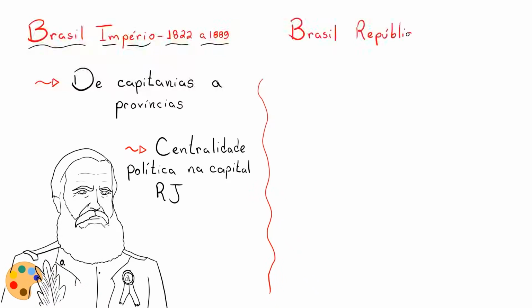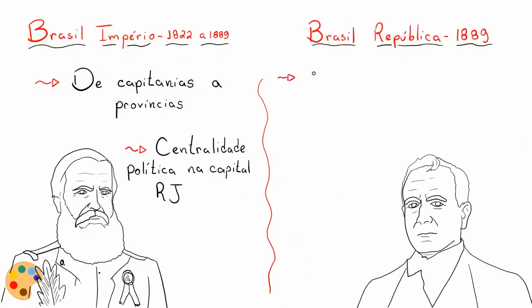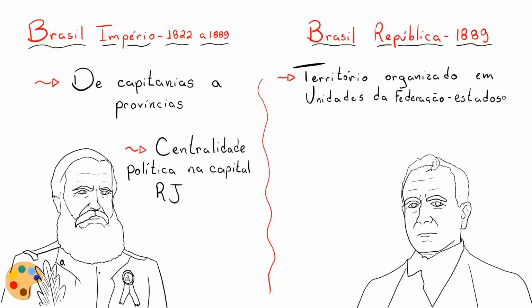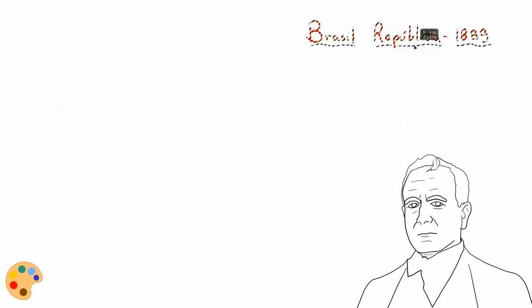The end of the empire and the beginning of the republic starts in the year 1889. And here the territory stops being organized and structured into provinces, and we begin to have the units of the federation, the states. But even with these changes in Brazil's political regime, territorial settlement was still very much driven by economic activities.